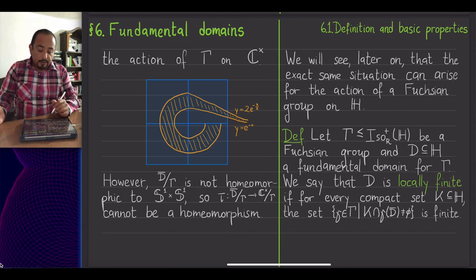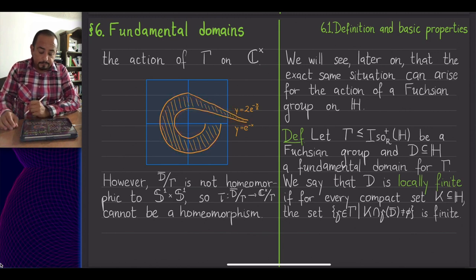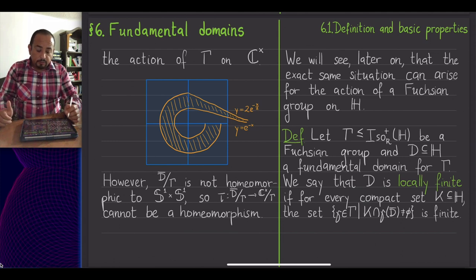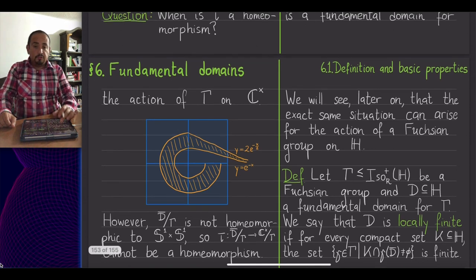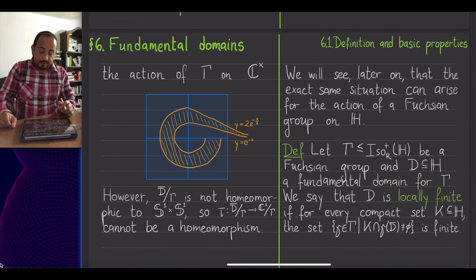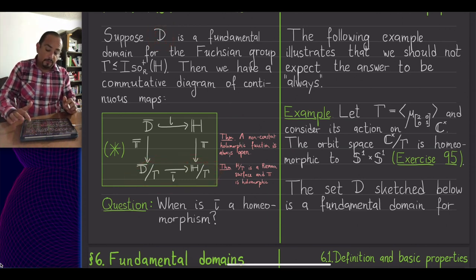Think about the gluing space. Take this one, and glue. It is not a torus. It actually gives you something which looks homeomorphic to an open cylinder. And the shaded region is a fundamental domain for my Fuchsian group, multiplication by two. This I leave you as an exercise. It's not very hard. So it is not true that for every fundamental domain one always obtains a homeomorphism. So one has to be a bit careful.